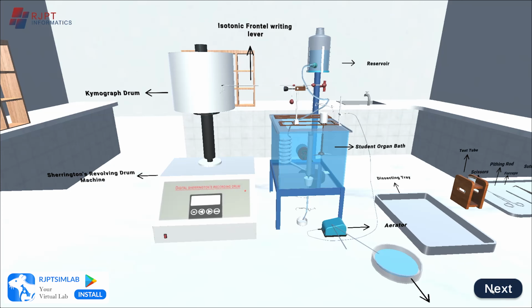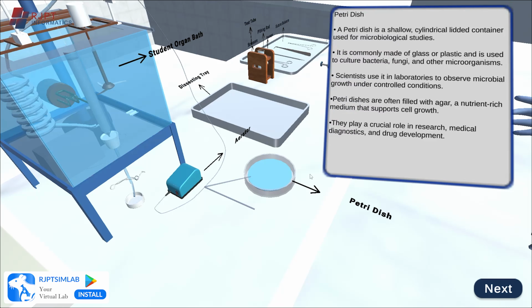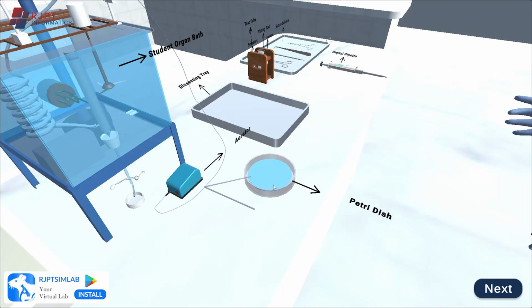Now let's move forward. Here we have a petri dish which also contains the tyrode solution over which we will place our isolated guinea pig's ileum. It is also connected to the aerator so that a continuous supply of oxygen is also supplied to the petri dish while isolating, so that it does not degrade during the experiment. We have to perform very carefully so that it does not contaminate or degrade.